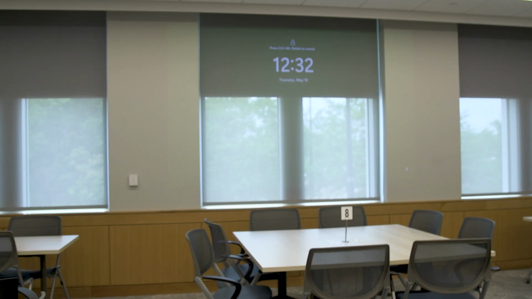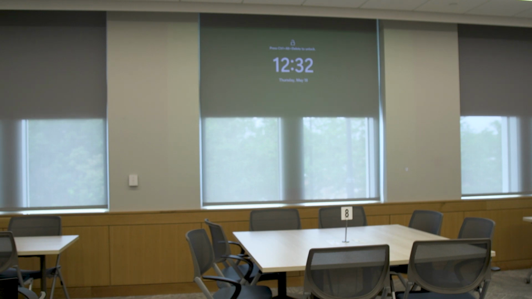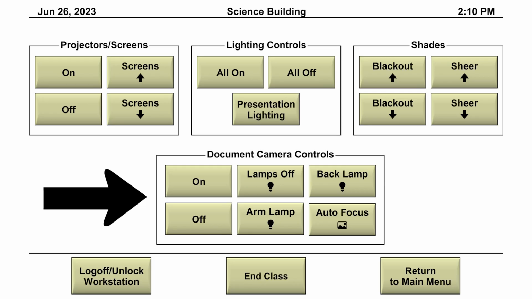And you can lower and raise both sets of shades on the windows to adjust the amount of light coming in. The last section are your controls for the document camera. This allows you to turn it on and off and adjust all lamps or arm and back lamps individually.